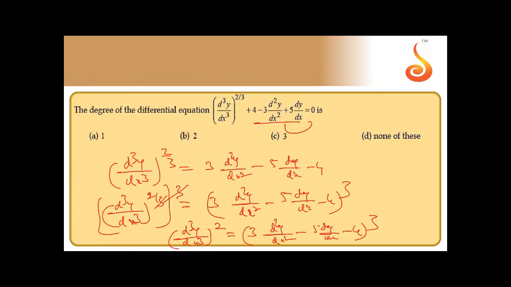So degree is the power of the highest order derivative. What is the order? You can take the order first when you're finding the degree. What is the order?